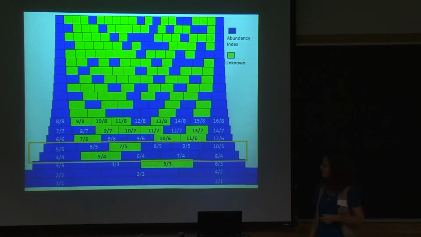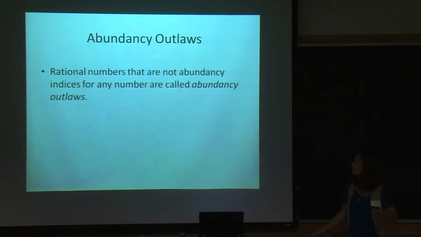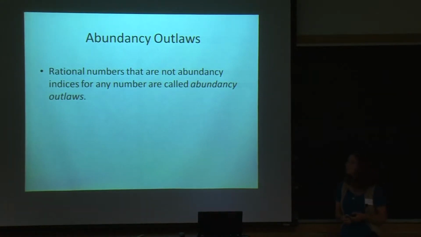So we have a lot of unknown bricks still. And so is it possible that we just haven't searched big enough numbers, and these are actually abundancy indices? Yeah, we haven't checked every number, but it turns out there are some numbers that can't possibly be abundancy indices of any number. And so we call these fractions abundancy outlaws. So we're going to look at those some more because it's kind of important.